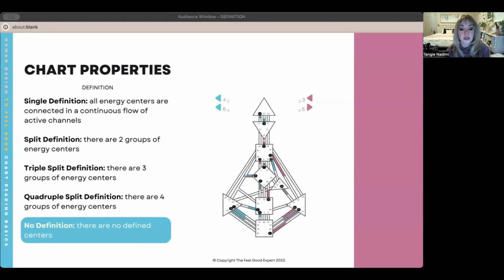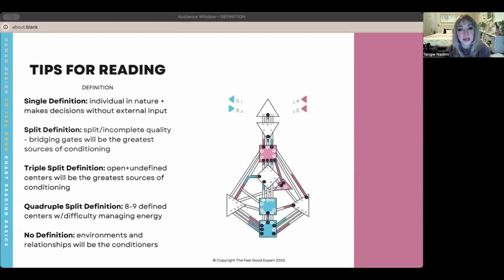Lastly, we have no definition. So this is what a reflector chart will look like. Will always look like having no energy centers colored in and no channels defined, meaning there is no possibility for split. So a few tips that you might be able to use when you are reading charts.